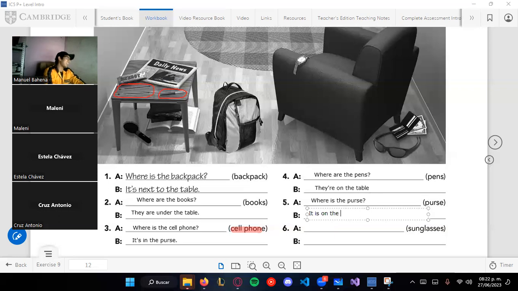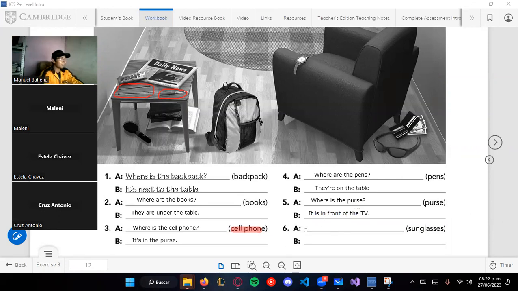It's on the table, maybe on the stand, but for avoiding repetition, para evitar repetición de otra vez utilizar el on, ¿qué otra podríamos decir? In front of. In front of what? TV or television? In front of the TV, yes, indeed. Enfrente de la televisión. Yes, Veronica. It is in front of the TV.